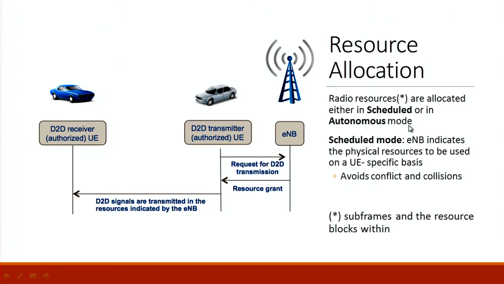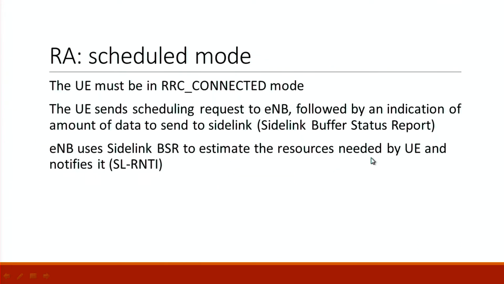This one works fine if I am under coverage. Indeed, the UE must be in RRC connected mode. RRC connected mode means you must be connected to the E node B. So the E node B gives you every time what resources you can use. It may say, okay, for the next 10 TTIs, you will use these resource pools for D2D communication. Then come back to me and I will tell you what to use next. So you are tightly monitored.